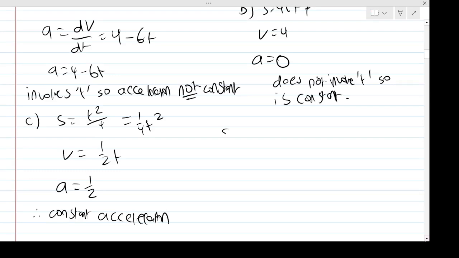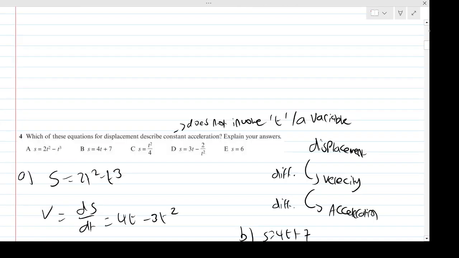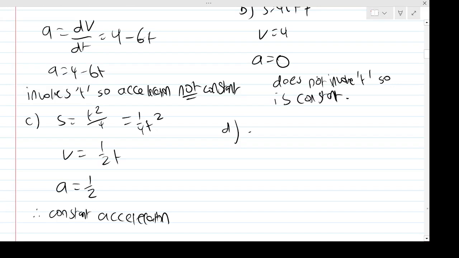Then in part D, we now have s is 3t minus 2 over t squared. So firstly, this fraction is going to cause a problem. I can't differentiate it. I need to convert it. That's just the power of t with no fractions. Okay. So if I rewrite this, this is 3t minus 2t to the minus 2. Remember, I can convert any fraction into a negative power like this.